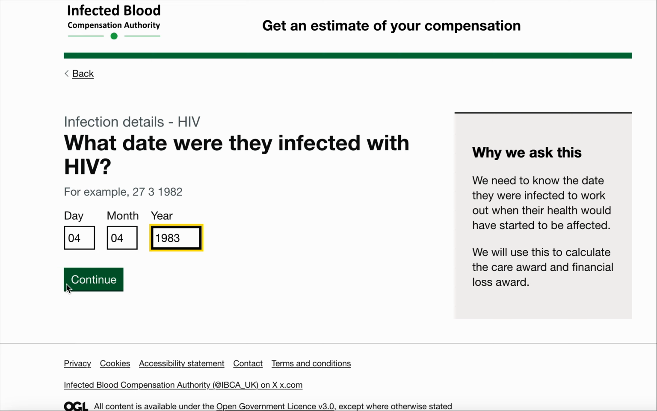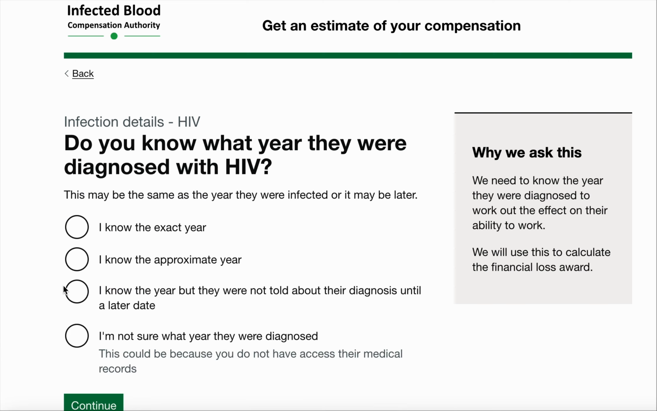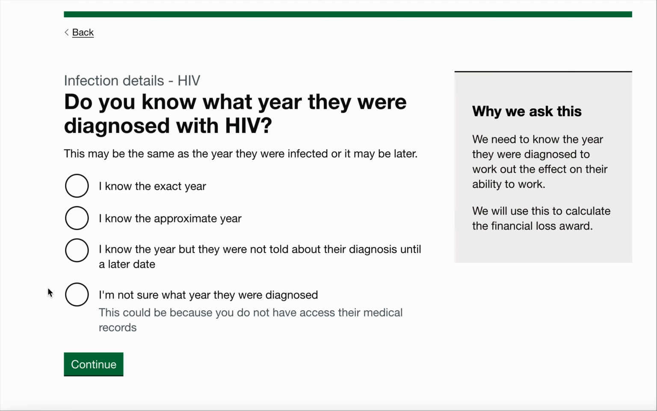Click Continue and then confirm whether or not you know what year they were diagnosed with HIV. This may be the same year as they were infected or it may be later. We need to know the year they were diagnosed to work out the effect on their ability to work. We will use this to calculate the financial loss award. In this example, we are selecting I know the exact year.